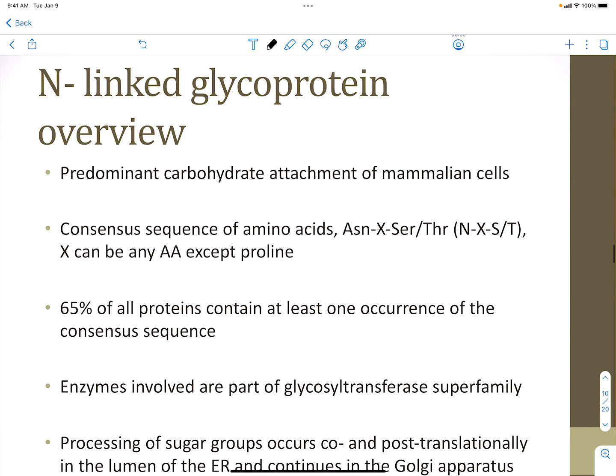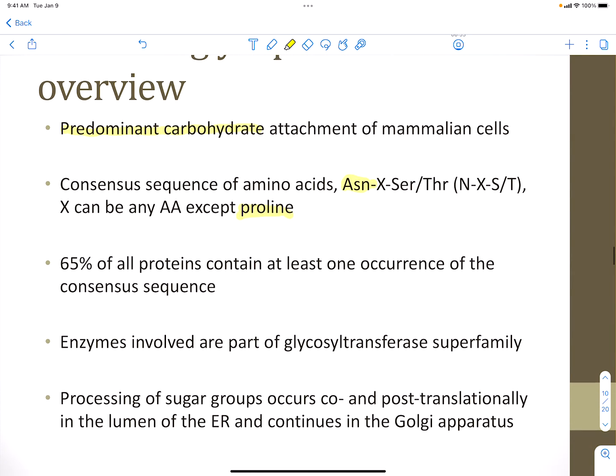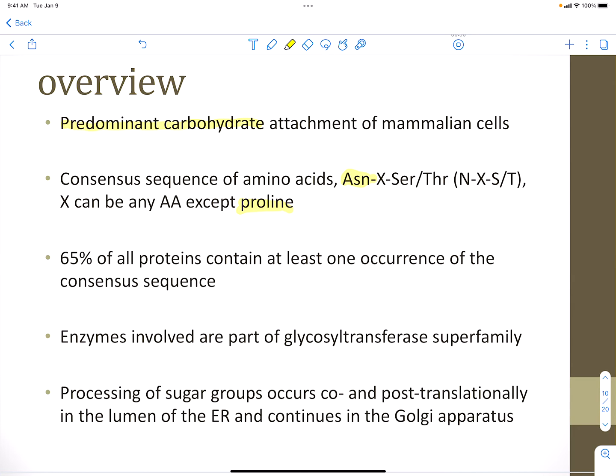So N-linked is going to be the predominant carbohydrate modification for mammalian cells. It's going to be on asparagine residues, and the amino acids are going to have a particular sequence. Important just to note that proline cannot be part of this sequence. Proline gets excluded from a lot of things due to its unusual ring structure. There's going to be a lot of proteins that contain at least one occurrence of this sequence for glycosylation. Enzymes, as we know, are glycosyltransferases.